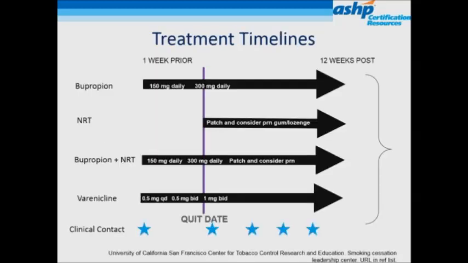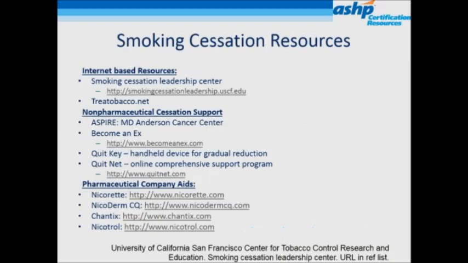And then in terms of thinking about when to start pharmacotherapy, for the most part, with the exception of all nicotine-based therapies, if you're thinking about other oral medications, it's important to think about setting a quit date and then starting 1 week prior to that quit date. These stars represent follow-up, so having essentially monthly follow-up at a minimum to make sure that patients are successfully quitting and that they're not experiencing adverse events and they're on the path towards smoking cessation.